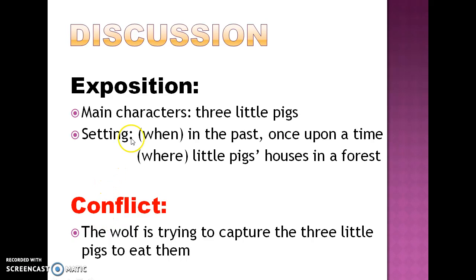The exposition. The main characters were the 3 little pigs. The setting, we don't know the exact details, but we can infer it was in the past. Maybe we could say once upon a time, like in a fairy tale. Where? The little pigs' houses in the forest. The conflict. The wolf is trying to capture the 3 little pigs so he can eat them.